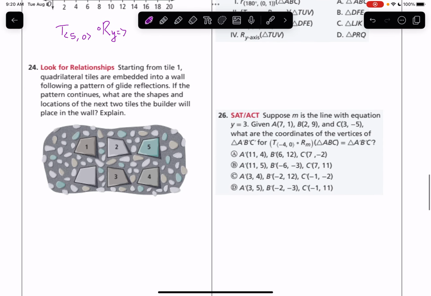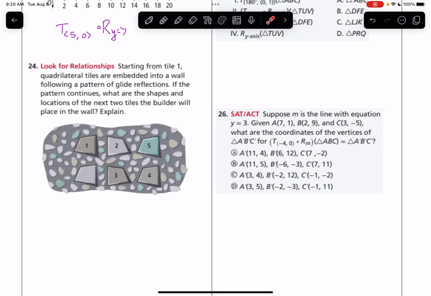Number 24, starting from tile number 1. Quadrilateral tiles are embedded into a wall following a pattern of glide reflections. If the pattern continues, what are the shapes and locations of the next 2 tiles the builder replaced in the wall? So from 1 to 2, there's been a reflection across this line. From 2 to 3, there's been a translation downward. 3 to 4, there's been a reflection across this line. 4 to 5, there's been a translation upward.